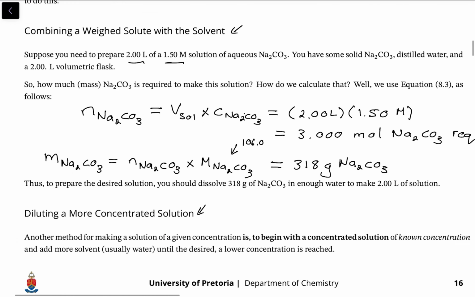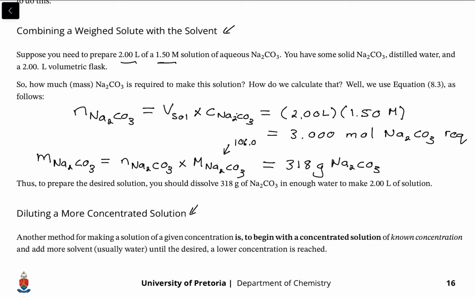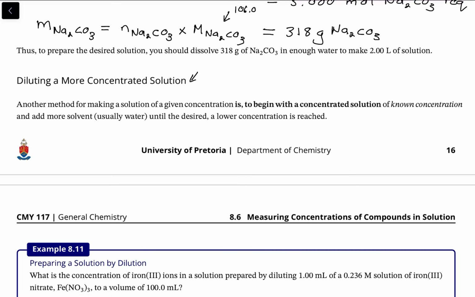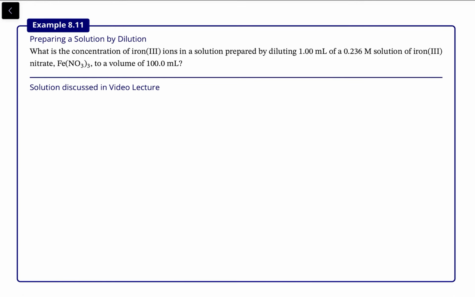You take the mass and you add enough water to make up a solution of 2 liter. Option two is you take the concentrated solution and you dilute it. So we can do that by another example. And in this example, it says, what is the concentration of iron 3+ ions in a solution prepared by diluting 1 milliliter of a 0.236 molar solution of iron 3 plus nitrate, Fe(NO3)3, to a volume of 100 milliliter.